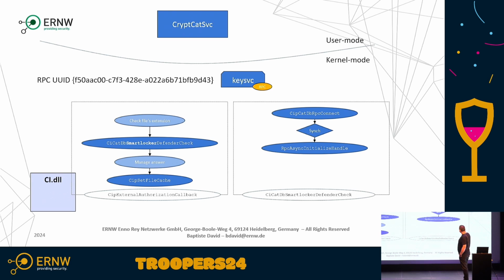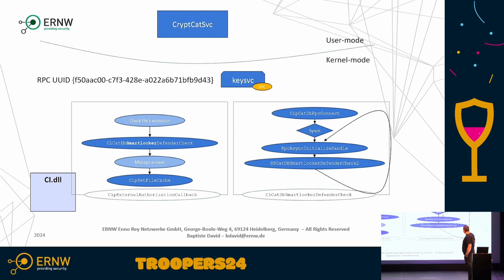Then there is a way for synchronization. It checks that the service is there and the RPC connection is correct. And then it tries to call this function. Really, the names are very long. SS, cat, db, smart, locker, defend, check, 2. The 2 is important. Apparently, there was a 1 before. Why not? And once this function has been called, it is going to parse the answer, which means more or less manage the answer, and so on. So all the heavy stuff is performed in this function.